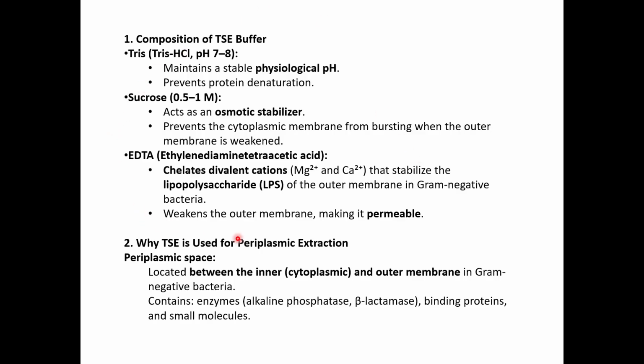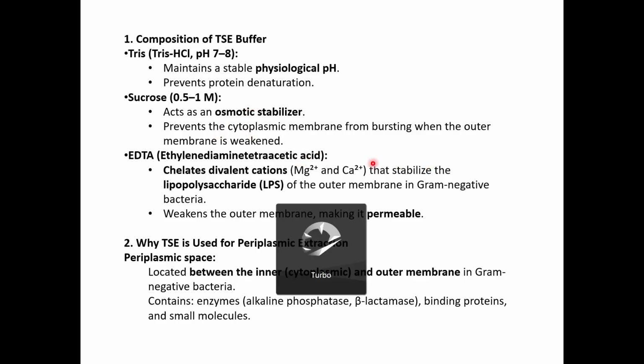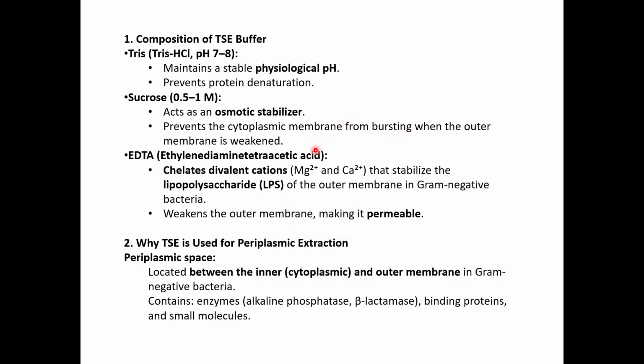Next is the composition of TSE buffer. So the TSE buffer, this is an abbreviation of the components itself. So T stands for Tris, S stands for sucrose, and E stands for EDTA. So Tris HCl is used at a pH of around 7 to 8. It maintains stable physiological pH and prevents protein denaturation. Sucrose acts as an osmotic stabilizer, and it is usually used in a concentration of 0.5 to 1 molar, and it prevents the cytoplasmic membrane from bursting when the outer membrane is weakened.